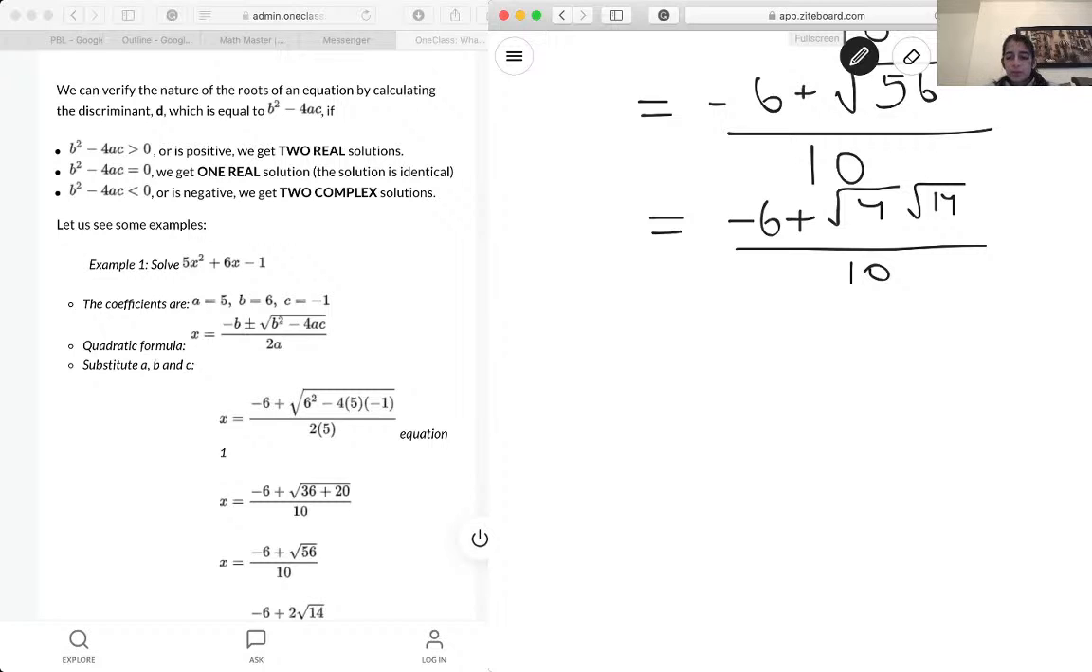This can be further simplified into 2, so that's going to be -6 plus 2 square root of 14 over 10.